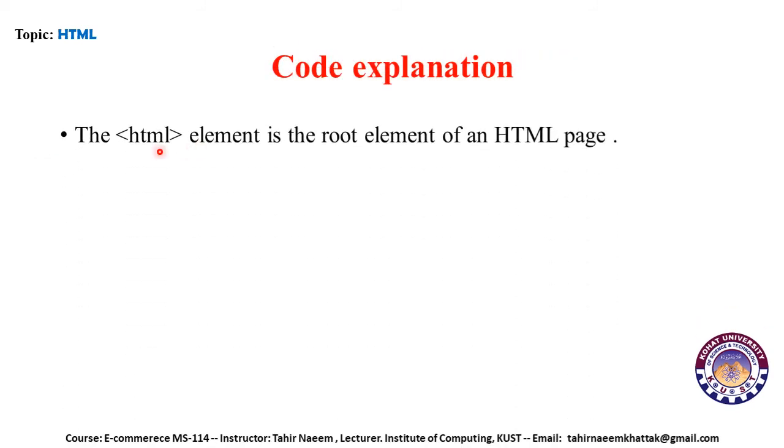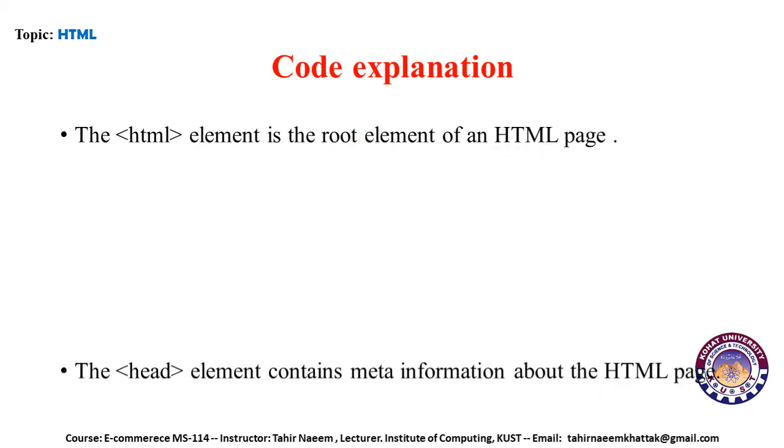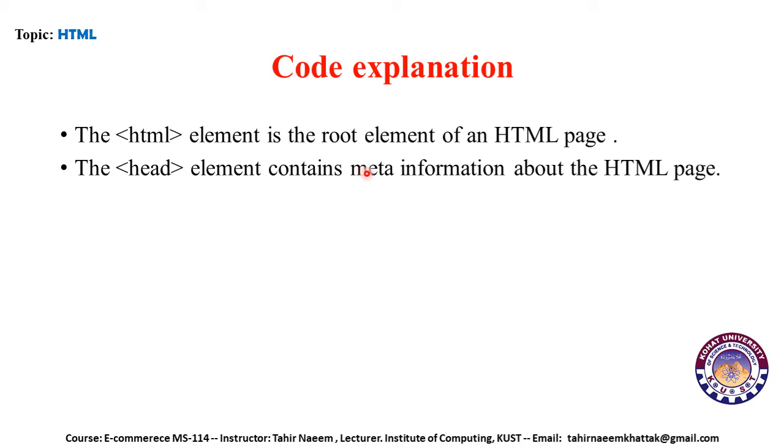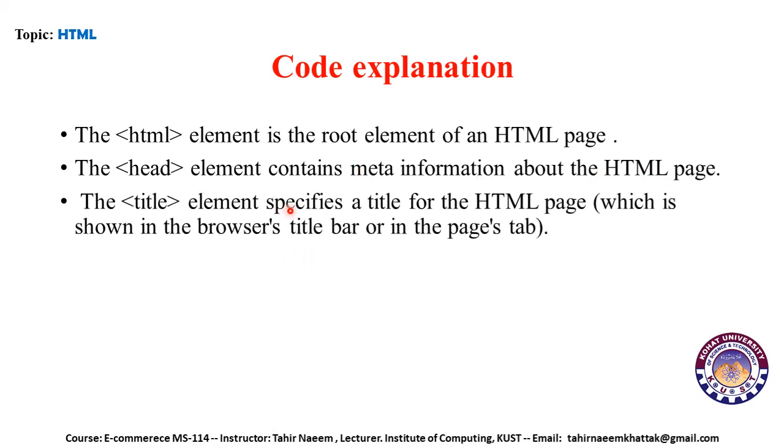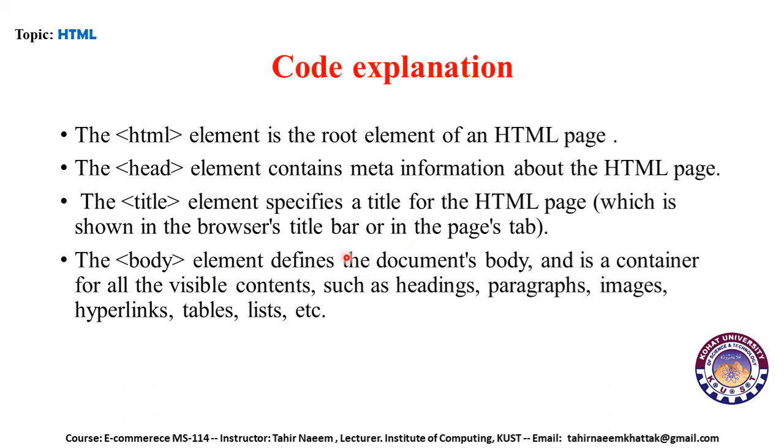Code explanation. The HTML element is the root element of any HTML page. The head element contains meta information about the HTML page. The title element specifies a title for the HTML page, which is shown in the browser title bar or the page tab. The body element defines the document body and is a container for all the visible contents such as headings, paragraphs, images, hyperlinks, tables, lists, etc., which we will discuss later on in the course.